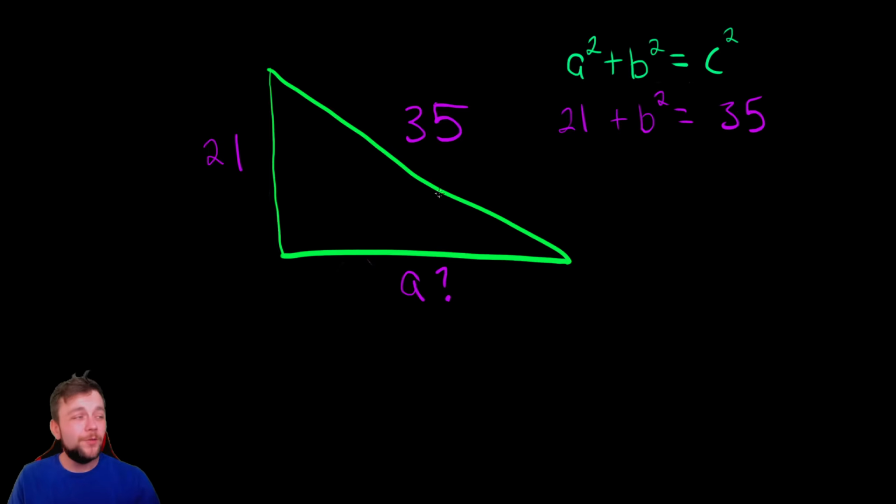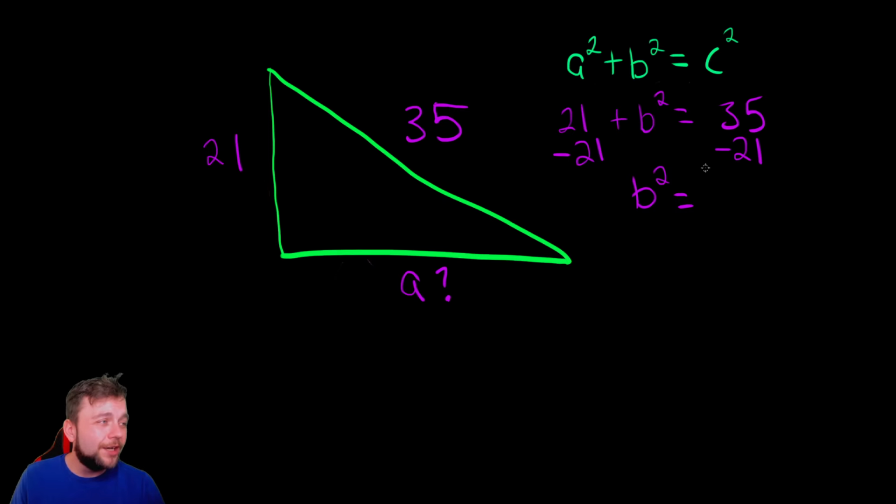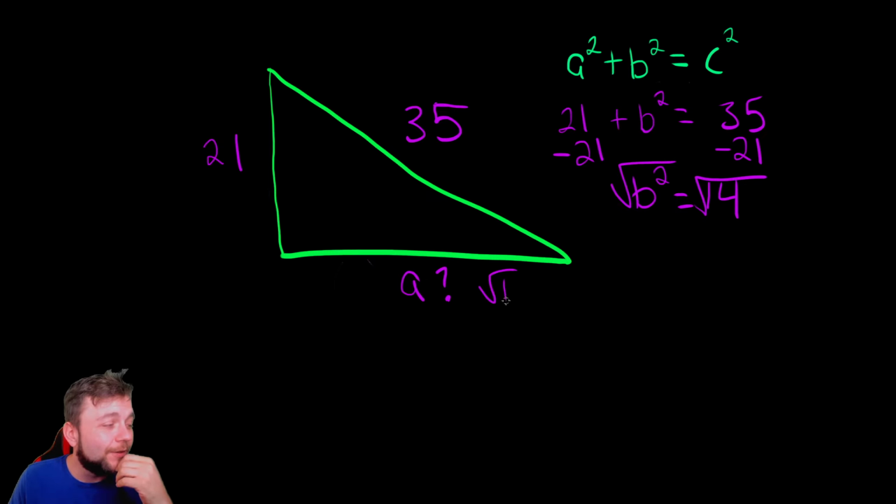And so how do we go about doing this? You just solve for your b. So subtract the 21 over. You get b squared equals, what's 35 minus 21? That is 14. Something doesn't seem quite right with this. We'll see. And then the square root of that and the square root of that. So it's just the square root of 14, sorry. I feel like something didn't get added up right. But you get the idea.